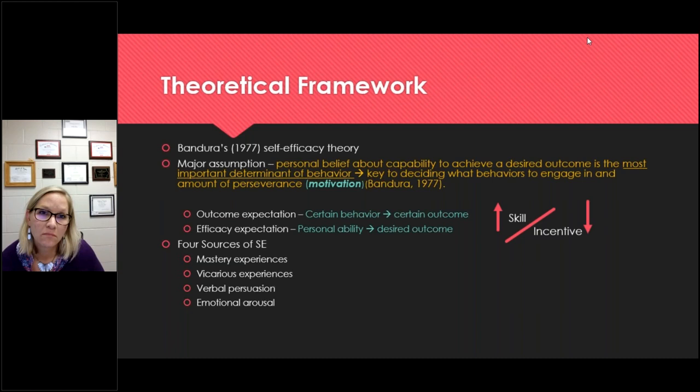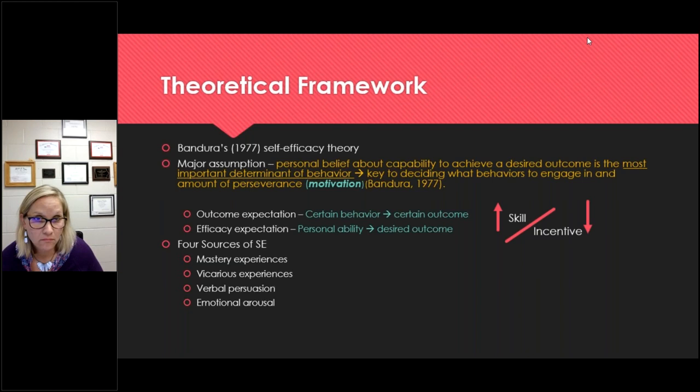Bandura describes four sources of self-efficacy, and they are listed in order of strength, according to Bandura. Obviously, this may vary from individual to individual, but the first of which is mastery expectations. Mastery expectations are successes, essentially. If I have engaged in a behavior that was intimidating to me and I have achieved success, that will reaffirm my belief in myself. And so that is a very powerful source of self-efficacy.